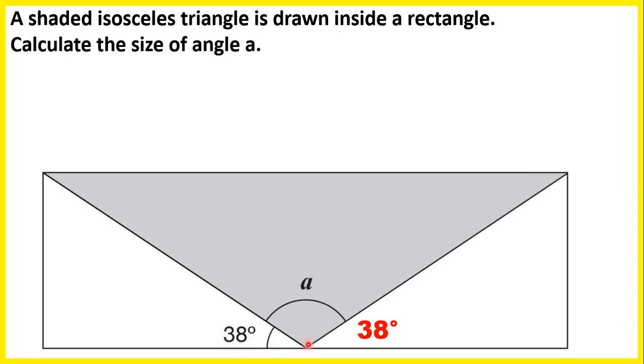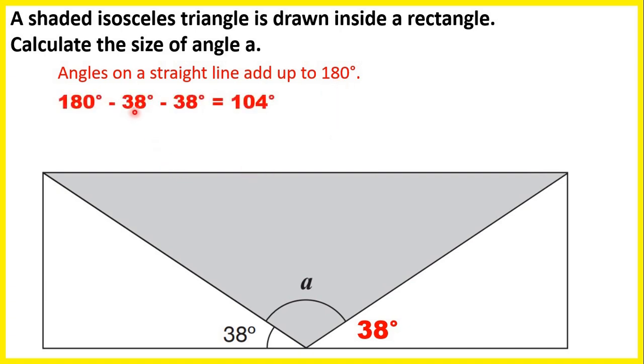So now we have angles on a straight line, and angles on a straight line add up to 180 degrees. So 38 plus 38 plus angle A must give a total of 180. So if we add 38 and 38, that's 76, and then when we subtract 76 from 180, we get 104. So angle A is 104 degrees, because 38 plus 38 plus 104 gives a total of 180.